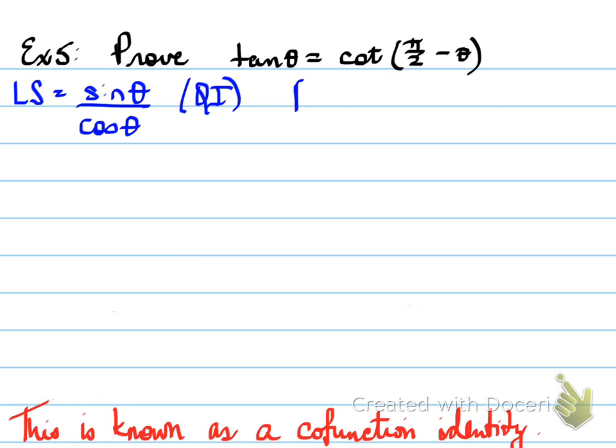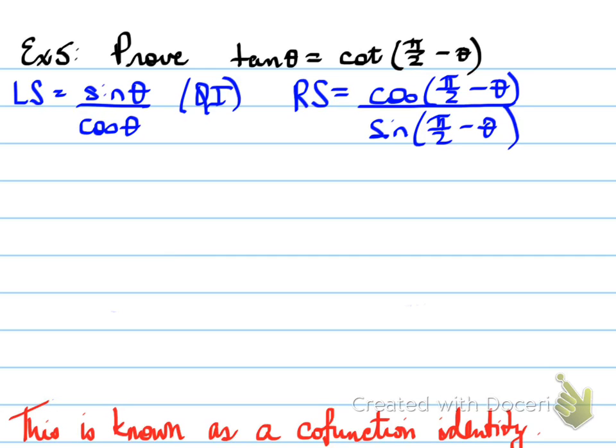Now, the right side is equal to cotangent, so cotangent is cosine of pi over 2 minus theta over sine of pi over 2 minus theta. And that is using the quotient identity and the reciprocal identity. Reciprocal identity for cotangent and quotient identity to convert it to sine and cos. Well, how will that help us? Well, we can take the right side now, folks, and manipulate that right side.